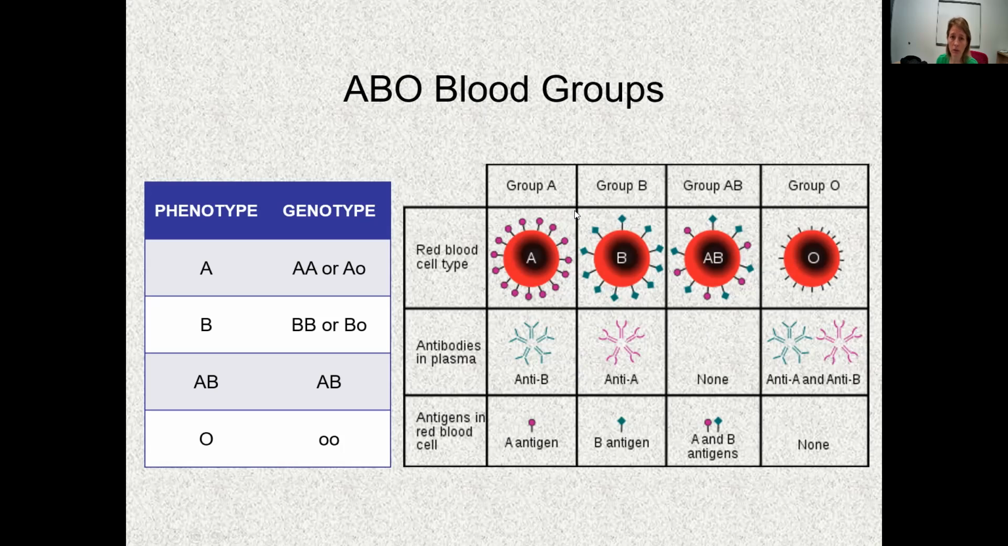So that's all fine and dandy. The problem is, especially when you're talking about blood transfusions or blood being contaminated, that if you have A antigens, so your blood cells have this protein labeled A, your immune system will make antibodies against the B antigen.